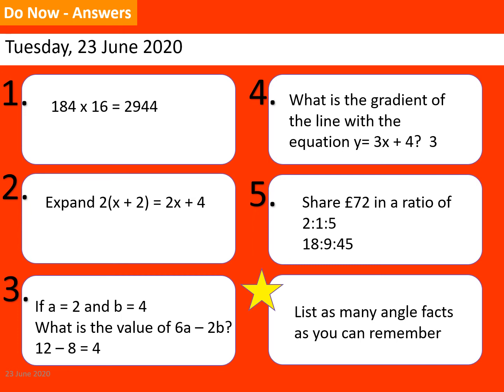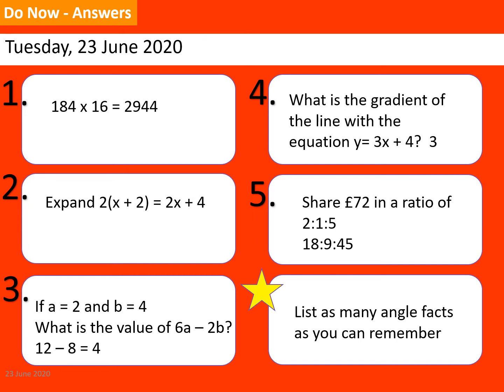Looking at question 4, this goes back to one of the first topics we studied this year on linear graphs and the equation of them. So we're looking at what is the gradient of the line with the equation y equals 3x plus 4. Well, we know the equations all come in the format of y equals mx plus c, where m is the gradient and c is the y-intercept. So the m value in this equation is the coefficient of the x, which is 3.